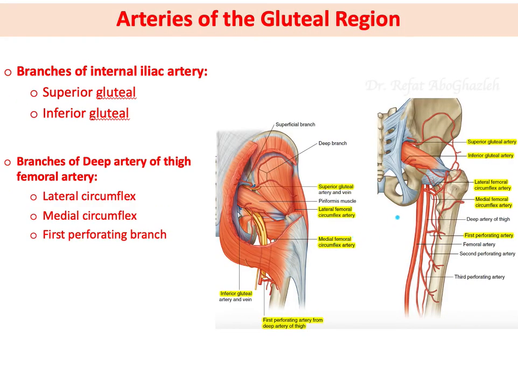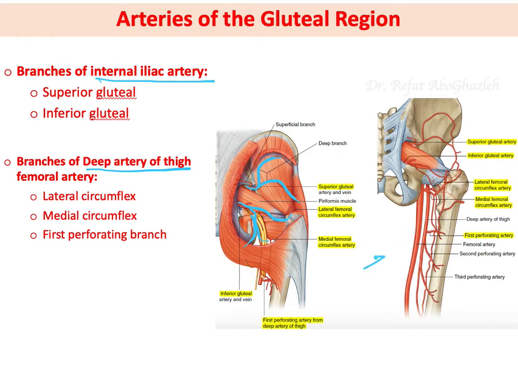Now let us shift to the arteries of the gluteal region. In general, you have branches from the internal iliac artery and branches from the femoral artery, exactly from the deep artery of the thigh. From the internal iliac, you will get, as you remember, the superior gluteal artery and vein, and also you will get the inferior gluteal ones, right?